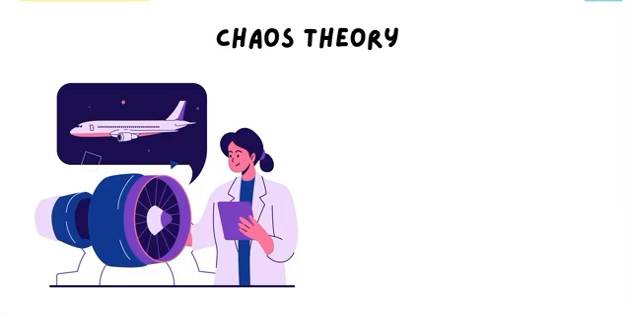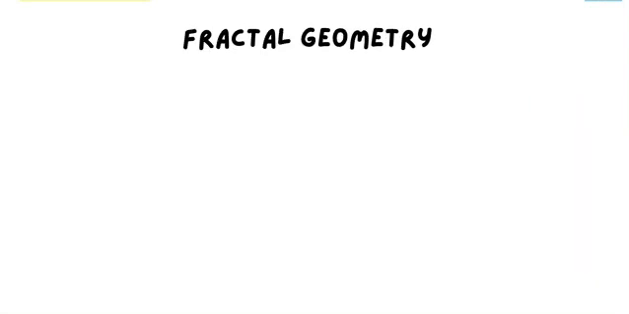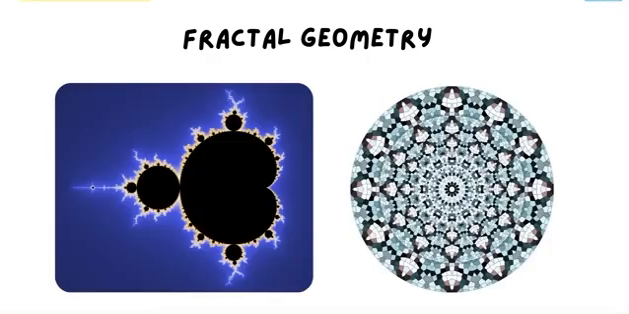Engineers and physicists apply chaos theory to improve aircraft design and understand ocean currents, such as the complex eddies in the Gulf Stream. Then we have fractal geometry. It is the study of self-replicating, infinitely complex patterns found in nature and mathematics. Fractals exhibit self-similarity, meaning their structure looks similar at different scales, no matter how much you zoom in.